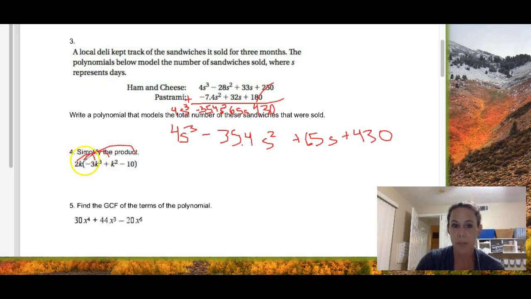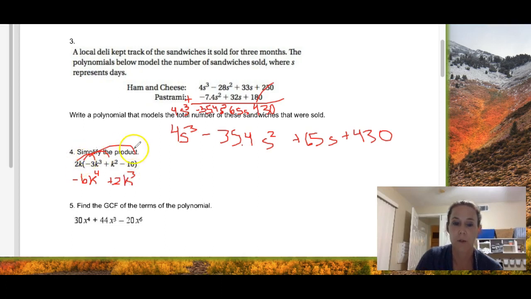So 2k times negative 3k cubed. When I'm multiplying, I'm going to multiply out the constants. That's going to give me negative 6. And then k times k cubed. These are the same base, so I add their exponents. K to the first plus k cubed is going to give me k to the fourth. So negative 6k to the fourth, and then 2k times k squared will give me plus 2. Same base, add exponents. K to the first and k squared will give me k cubed.